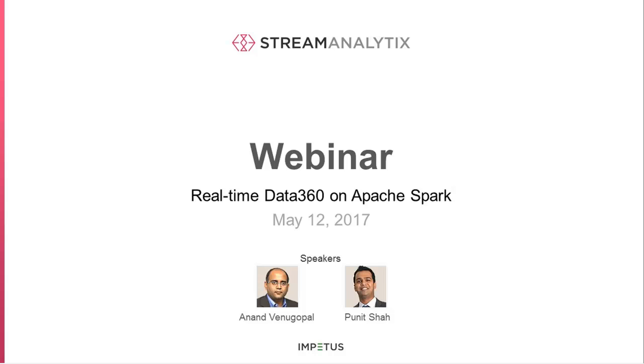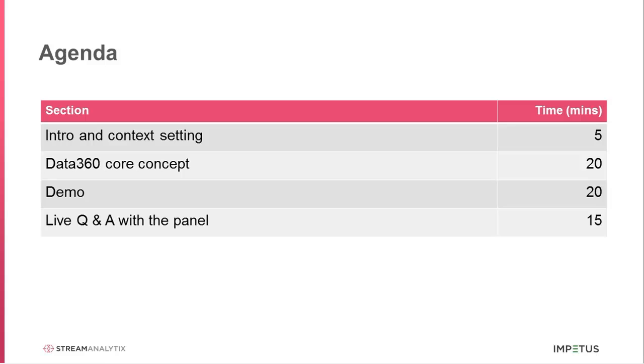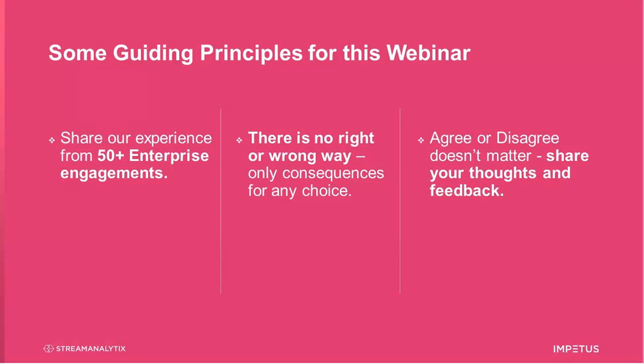So we are here to speak to you about a concept called Real-Time Data 360 on Apache Spark. Without further ado, let me go right into how we're going to spend our time. Intro and context setting and the Data 360 core concept itself, we'll be spending about 15 to 20 minutes. Then we're actually going to be showing a demo of what we are talking about so that it's not just a concept, it's really live in front of you. And then we'll, of course, do a full-fledged Q&A where we encourage you to fully participate.